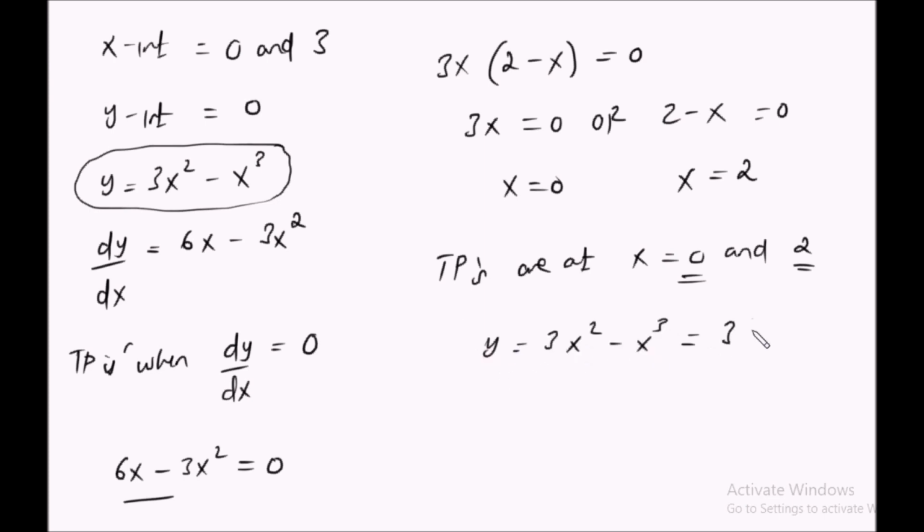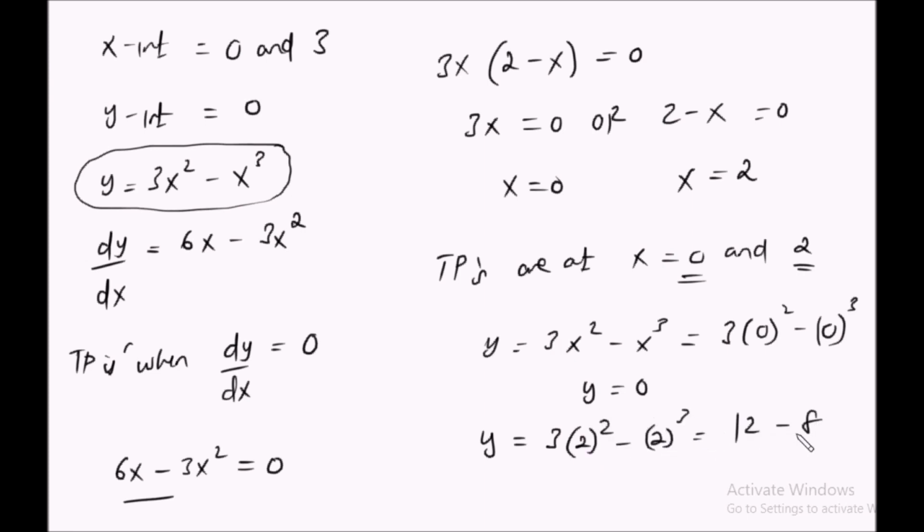So kwa 0, now minus 0 cube, y itakuwa nini? Ni 0. Lakini kwa 2, 3 squared minus 2 cube, maana itakuwa ni 4 times 2 is 12 minus 2 cube ni 8, itakuwa ni 4. So our turning points, TPs, are at tuna 0,0 na nini na 2,4. Turning points zitakuwa kwenye hizi coordinate mbili.